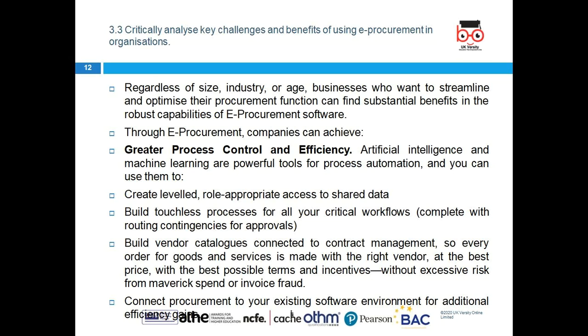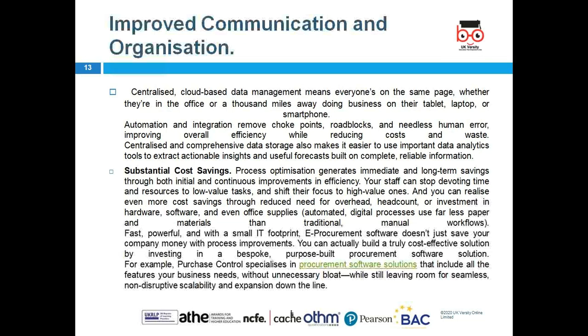Artificial intelligence and machine learning are powerful tools for process automation, and you can use them to create role-based access, share data, and build touchless processes for all your critical workflows. Build vendor catalogs and connect them to contract management, so every order of product and service is made with the right vendor at the best price, the best possible terms and incentives without excessive risk, and then connect procurement to your existing software environment. Any question there?